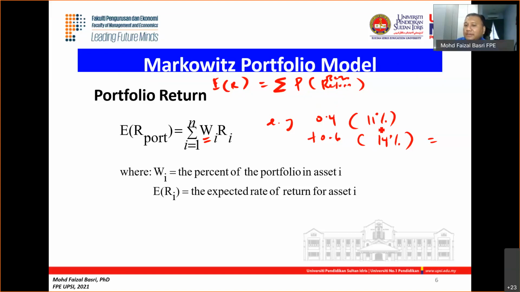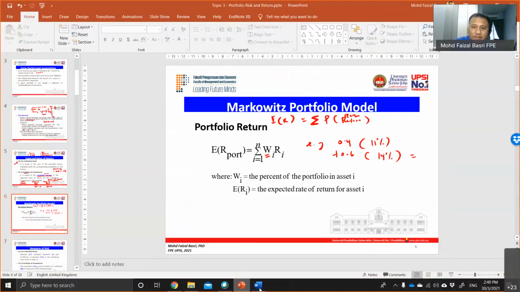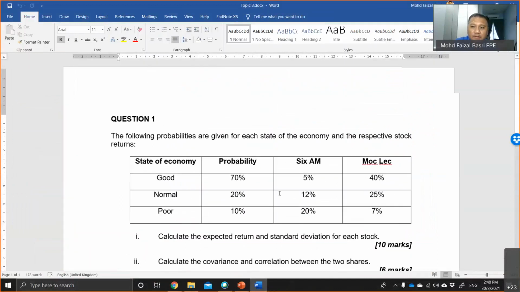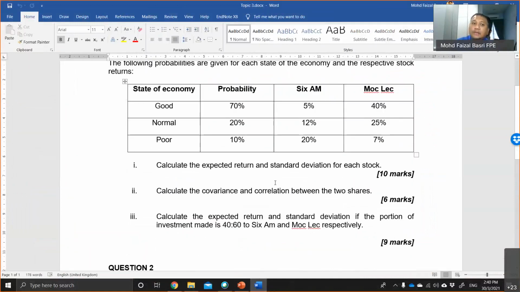This ER will be represented here visually. Bear with me, I'm not sure whether you understand or not. Something like this. We will do this afterwards. All right, so we have two stocks here, 6 AM and Mount Clark, and we have three probabilities with the three states of the economy: good, normal, and poor. So we have three levels of probabilities.